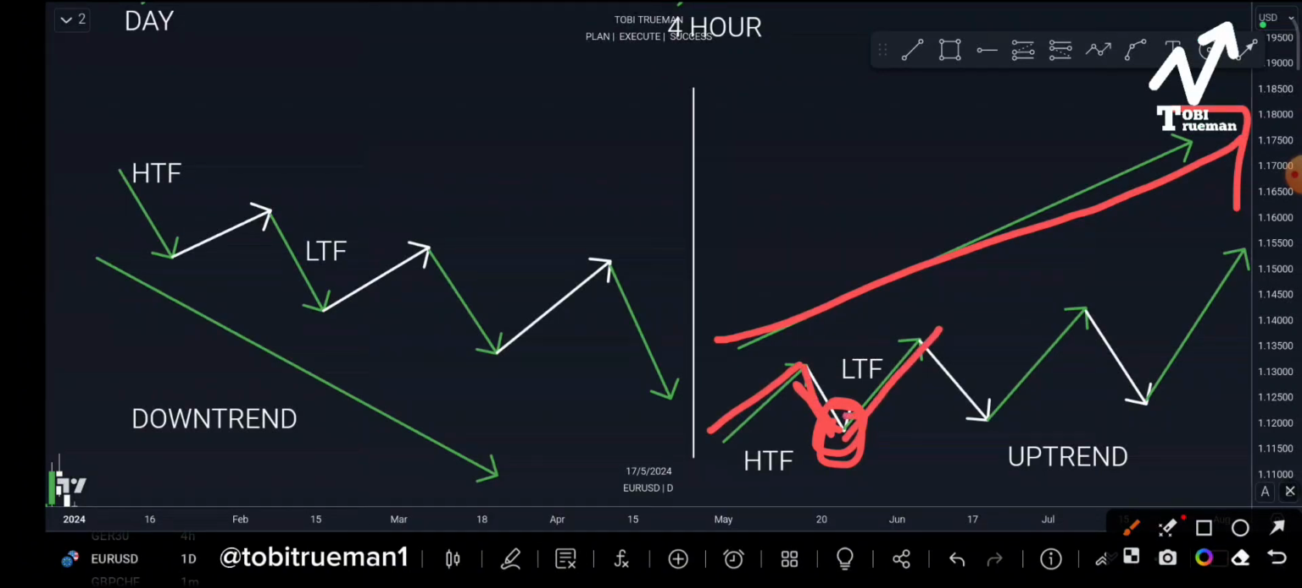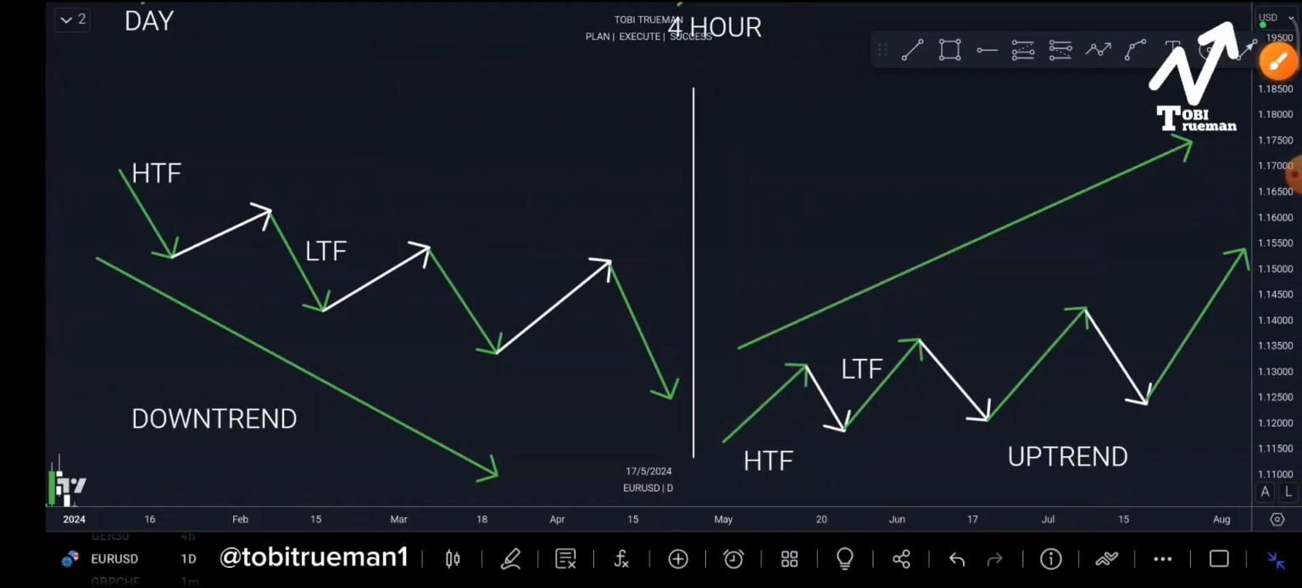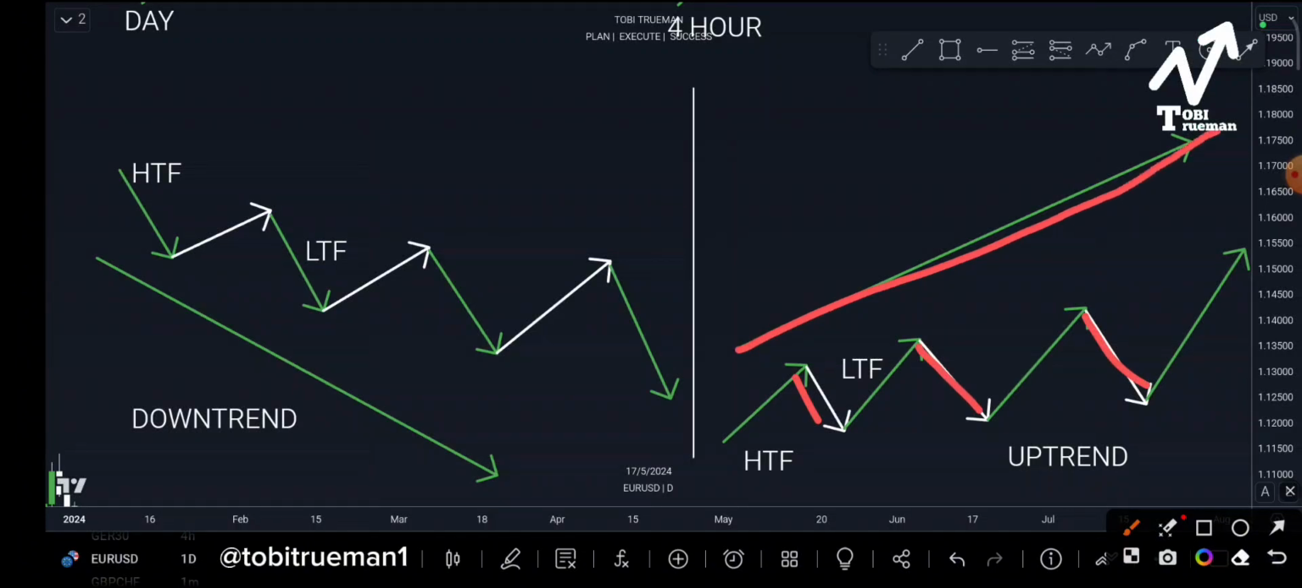As we are buying in the lower time frame, the higher time frame is also buying. That means we are moving with the trend. So by the time you remove these white candlesticks, you see that you have this pure green candlestick, as price will be moving upward.